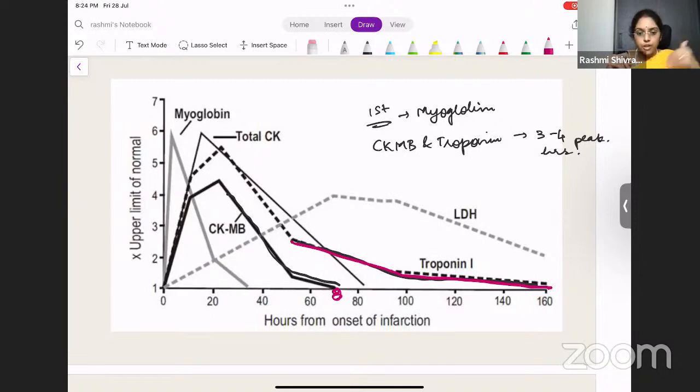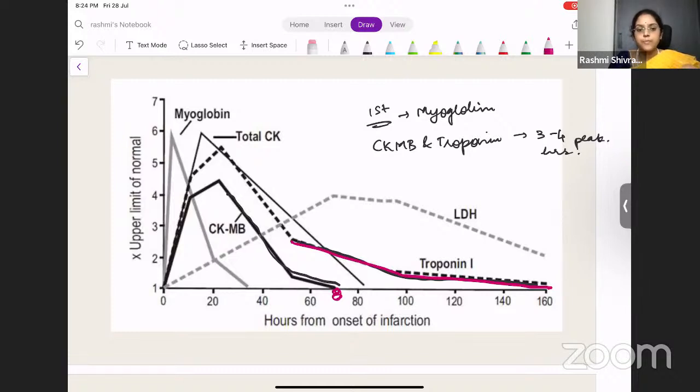Because it falls earlier, the levels come back down to normal earlier. So when you check it the second time, it can be elevated. But troponin levels are still high for a longer period of time. So when there is a second infarction, if you repeat a troponin, it will be high anyway. You will not be able to differentiate whether it is an already existing infarction or a new episode of infarction. So CKMB and troponin are very, very important.